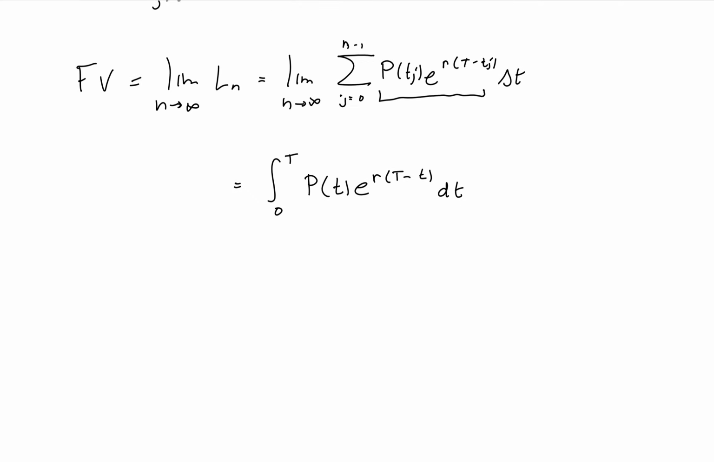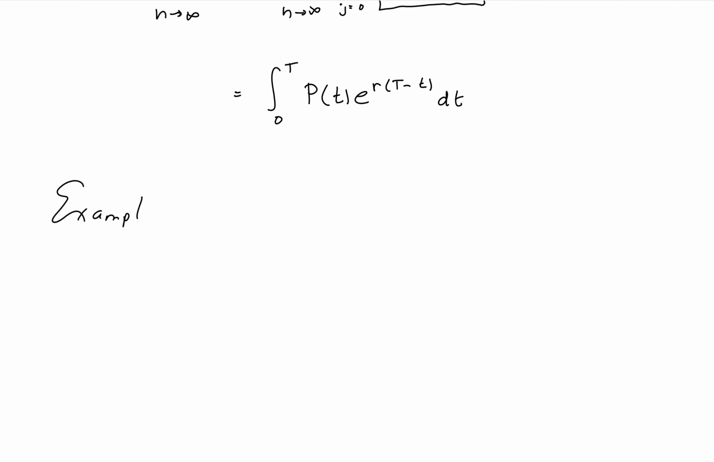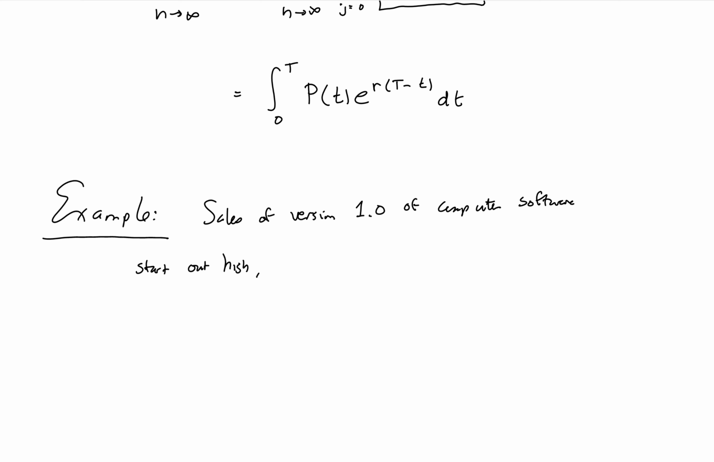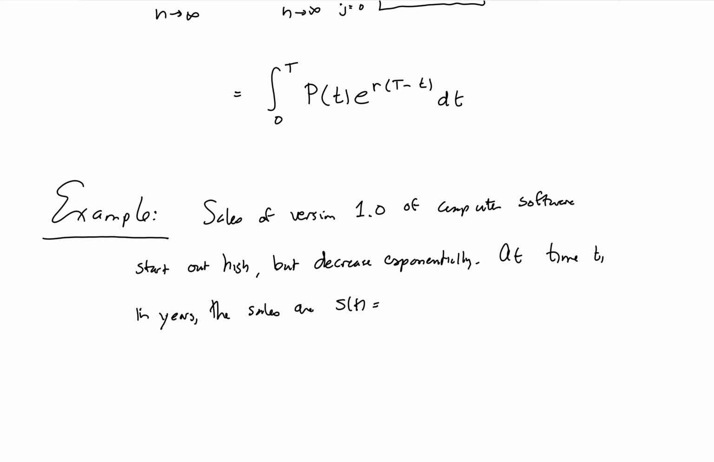Okay, so let's see a concrete example of this with some actual numbers in it. So we have some new computer software we're releasing. The sales start out really high, but then they decrease exponentially as time goes on. So we're going to take our time measured in years. The sales are, we'll say S of t, which is 50 e to the minus t, thousands of dollars per year.